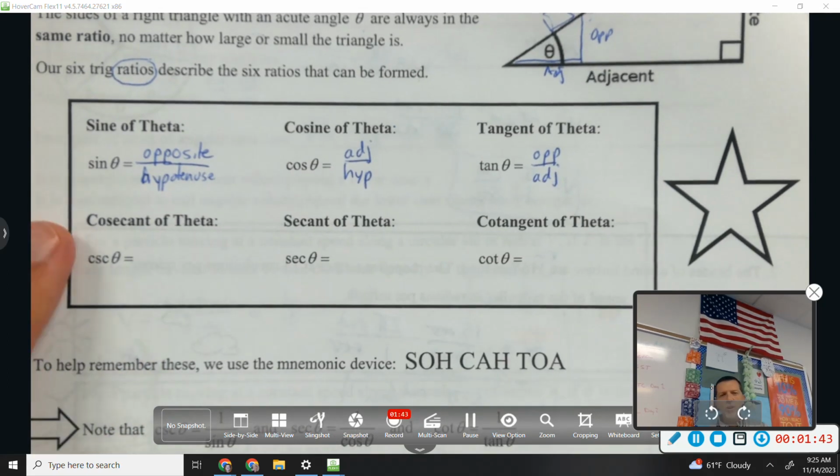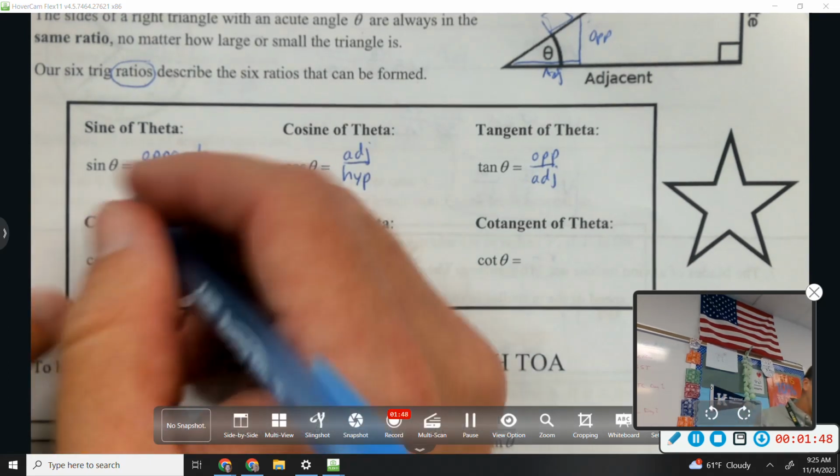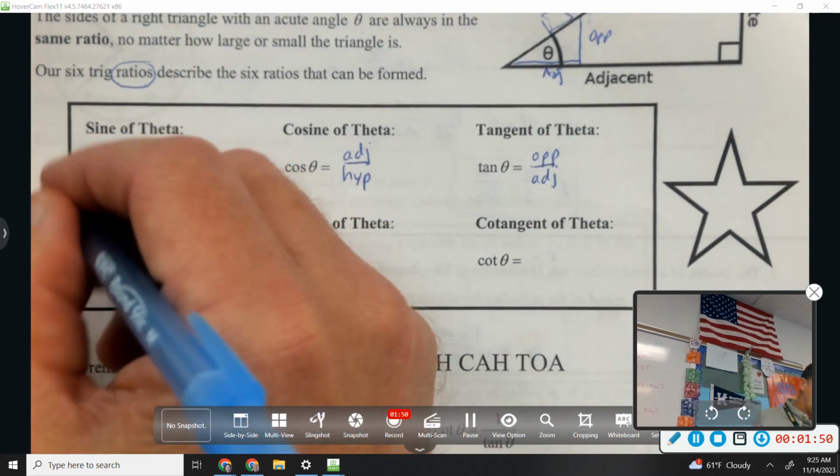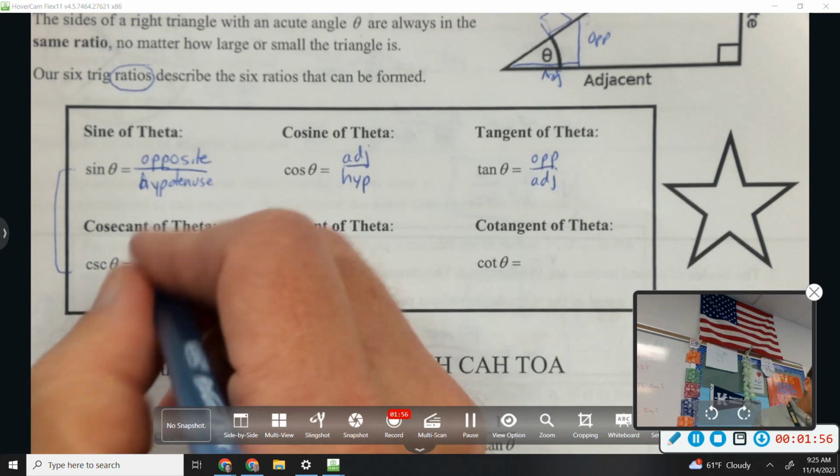Did you do cosecant, secant, and cotangent in geometry? Look at you guys. You should do the SOHCAHTOA dance. I don't know the SOHCAHTOA dance. Maybe you could share that with us. You don't remember the front of the class.